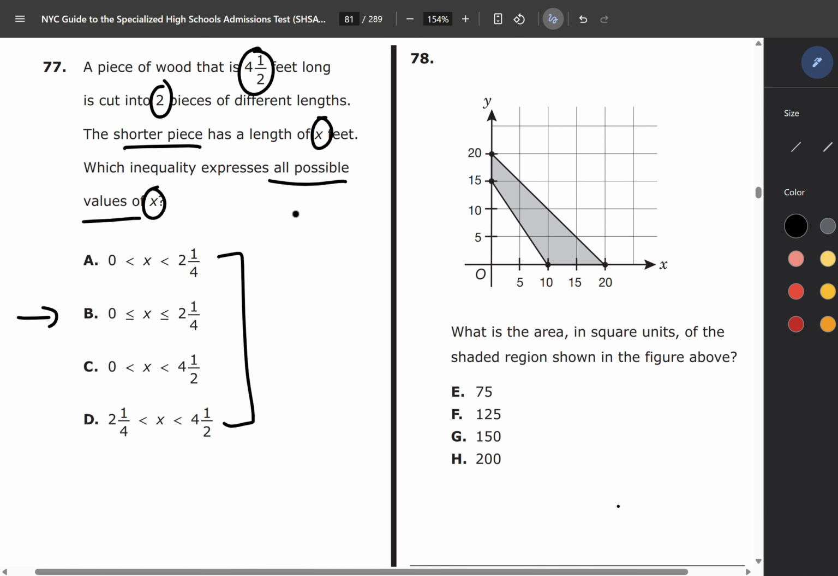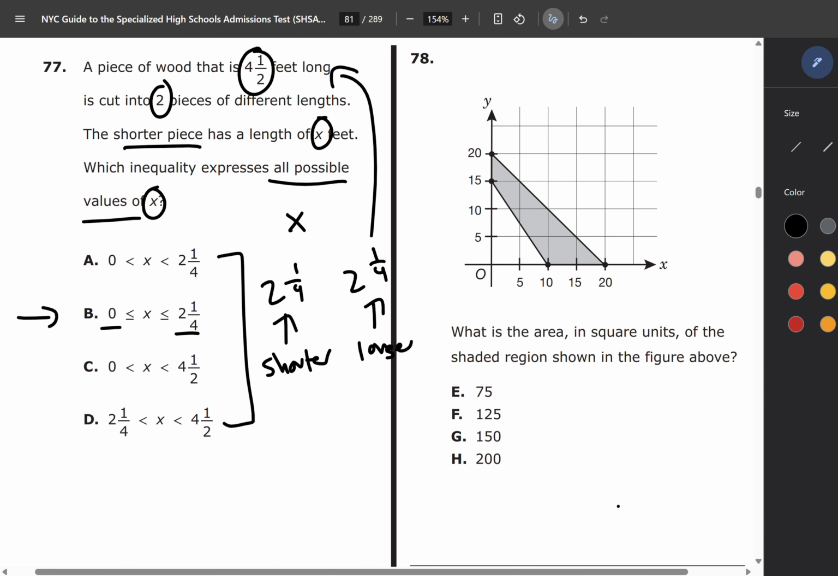This choice is saying that the variable x, which is the length of the shorter piece of wood, is between 0 and 2 1/4. Now you might be asking, why doesn't that make sense? Well, first of all, it can't be 2 1/4 because, for example, if this is the shorter piece, the other piece also has to be 2 1/4, because remember, it has a total length of 4.5. Now this does not make sense because we can't call this piece longer when it's literally the same length as supposedly the shorter piece. So we can eliminate choice B just based off of that.